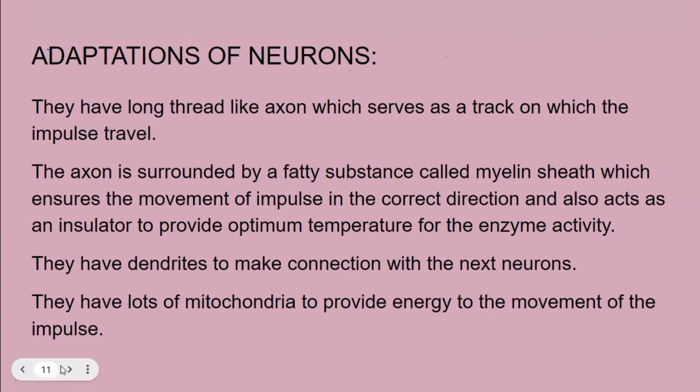So this is part one of the nervous system. In the next class, we will see what is a neurotransmitter, how the impulse is moving from one axon to another axon, and what is the reflex arc, the structure of the eye. So all these are coming in the coming topics in the coming classes.